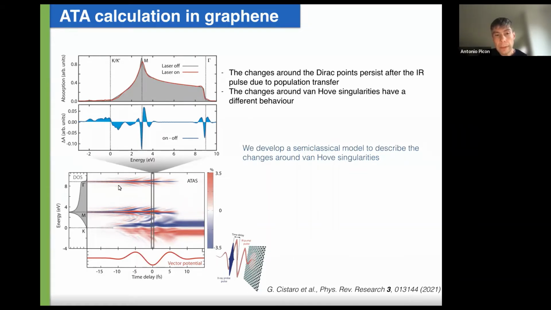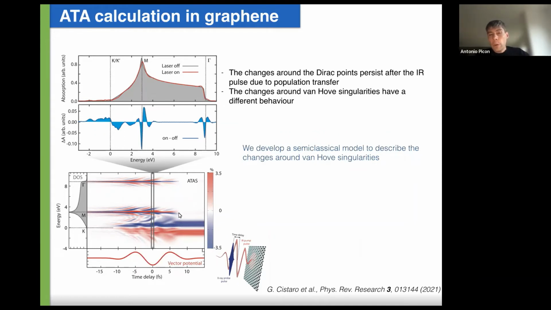Now note that the ones that are localized in gamma and M are a little bit different compared with the one in K. So in K, it seems that the changes in absorption will be there for longer time delays. However, the other ones look like they are disappearing quite fast, right? So they are not quite the same.